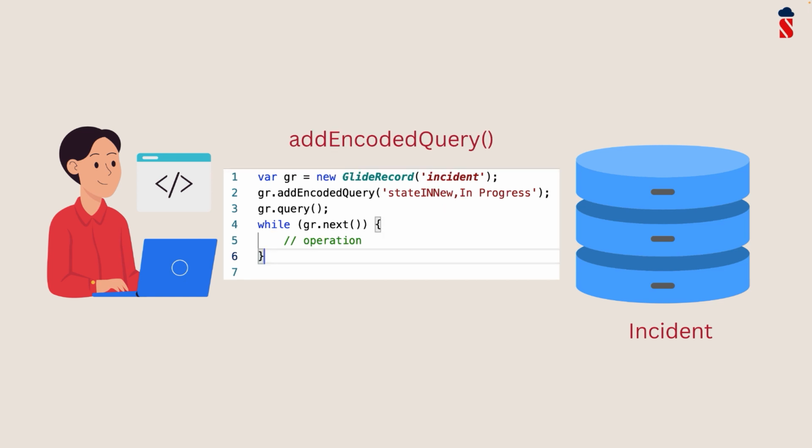However, the addEncodedQuery method allows you to combine these two conditions in a single statement. This makes your code cleaner, easier to read, and manageable. Now, you can declare the GlideRecord object, and you can just use one line of code, gr.addEncodedQuery, and then you put the condition, where you use state IN new,in progress. With addEncodedQuery, you can use the IN operator, followed by the values separated by commas. This method is especially useful when you are dealing with a large number of conditions, offering you a much cleaner and efficient way to write your queries.